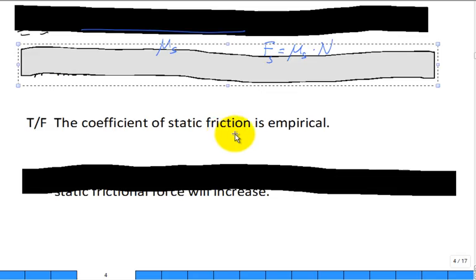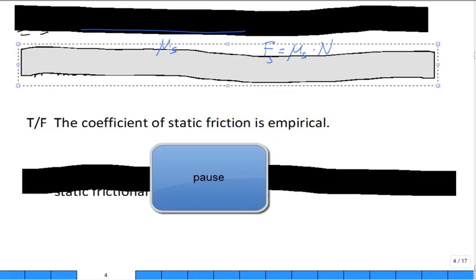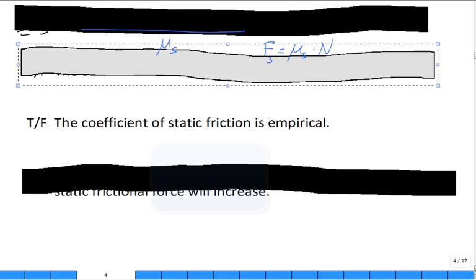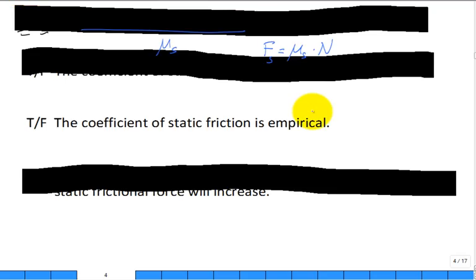All right, the coefficient of static friction is empirical. So this question begs, what does this word empirical mean? It sounds like experimental, doesn't it? If you had a number that was empirically based, it just came from measurements, observations. That's empirical. Theoretical is kind of the opposite. And yes, a lot of engineering coefficients, that's how you determine them. You have a framework, and then you say, we expect this constant of proportionality to be in this range, go out and make some measurements, here it is. So the coefficient of static friction is empirical.